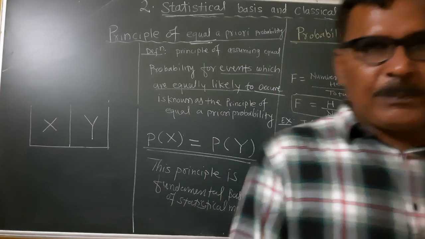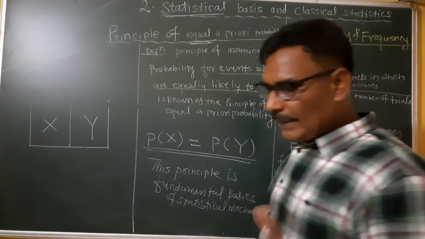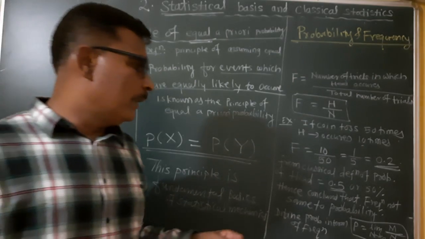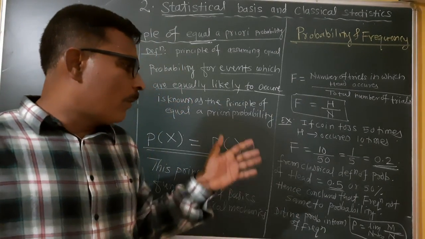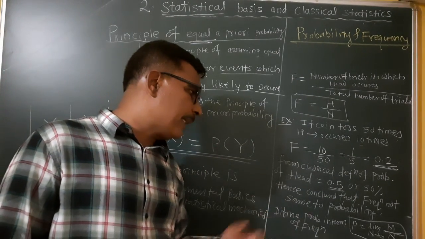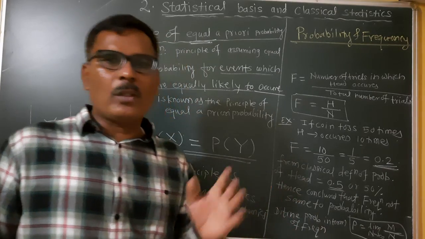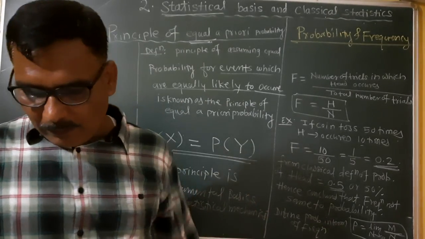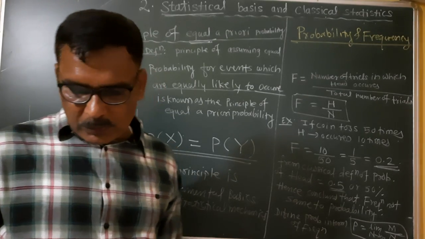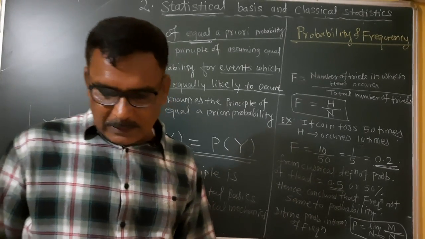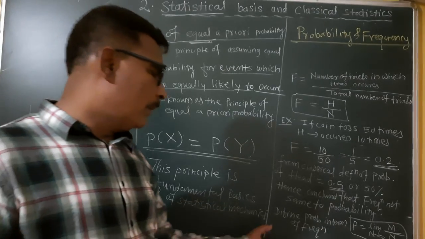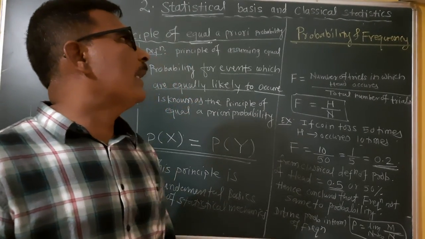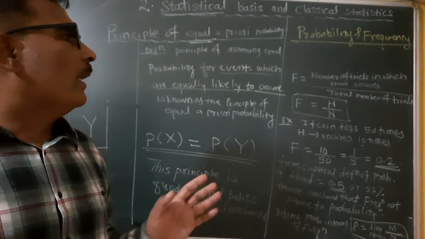We define probability in terms of frequency. The relation is P is equal to the limit as n tends to infinity of m by n. When the number of trials n becomes infinite, the ratios m by n differ from one another by a very, very small value. So probability and frequency are different things.